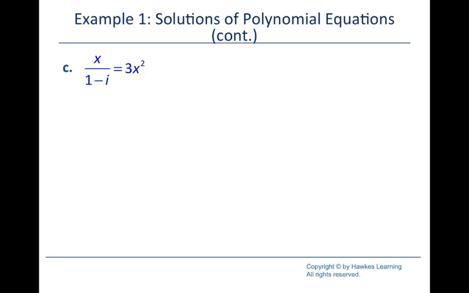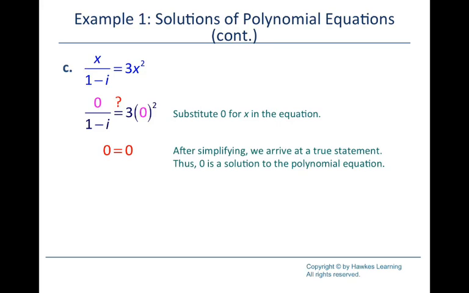Okay, now let's look at this one. We have a complex number in our problem. What they're wanting to know if it's a solution or not is not a complex number. It was x equals 0. So we put 0 in for all the x's. Okay. 0 in the numerator we can do. And 0 over anything is 0. And 0 times anything is 0. So we get 0 equals 0. And that is a true statement. So 0 is a solution of this polynomial equation as well.